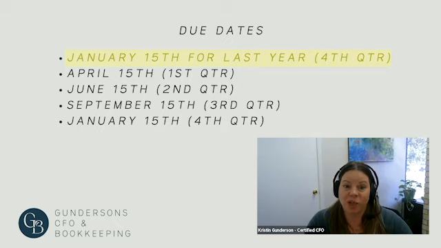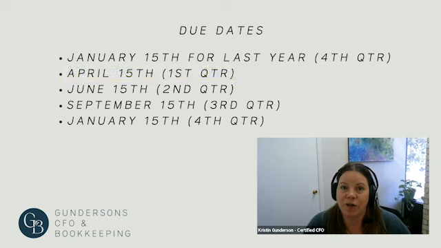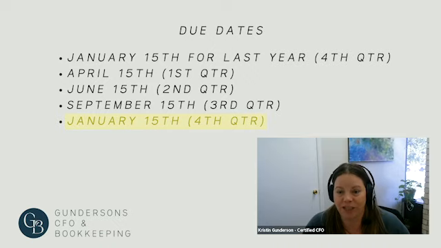Okay, so what are the due dates? Well, the reason why I'm doing this video today is because on January 15th, that's when you're supposed to pay in your quarterly estimated tax payment for last quarter. So January 15th for 2024, that's when you're supposed to go ahead and figure out what you should pay into the IRS. And then the next due dates are for first quarter, we're paying in April 15th. For second quarter, we're paying in June 15th. For third quarter, we're paying in September 15th. And then for fourth quarter, we're paying in January 15th.